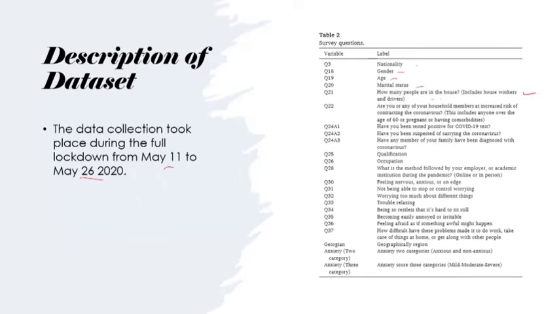Are you or any of your household members at increased risk of contracting the coronavirus? They ask some of these questions. I'm going to share the paper with us in the forum, so that we can all go through and see some of these questions. They also ask the qualification, the occupation. Then feeling nervous, anxious, or on the edge, worrying too much about different things, trouble relaxing, being so restless, and also several other questions. Are you feeling afraid as if something awful might happen? Based on these, these are the target variables.